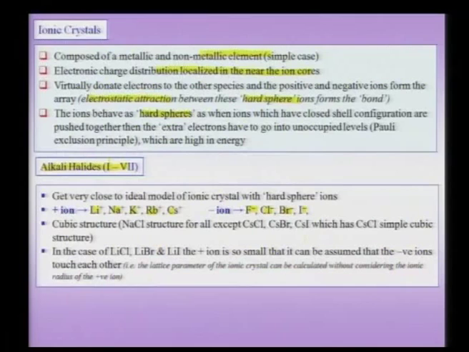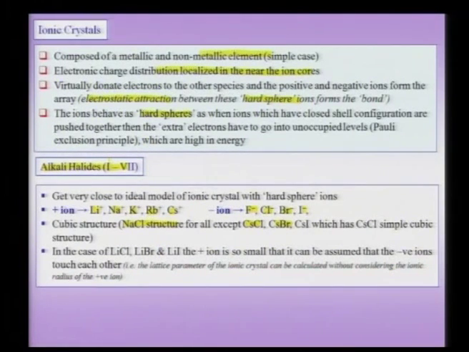Typically these structures, as we have seen for the case of sodium chloride, are mostly NaCl type structures, but there are exceptions like cesium chloride and cesium bromide, which we have seen form a simple CsCl kind of structure. So this is a simple cubic structure instead of a face centered cubic structure.